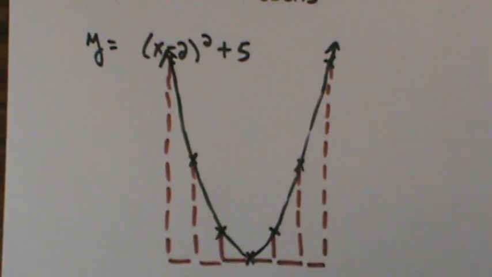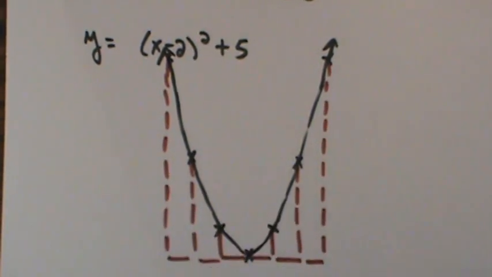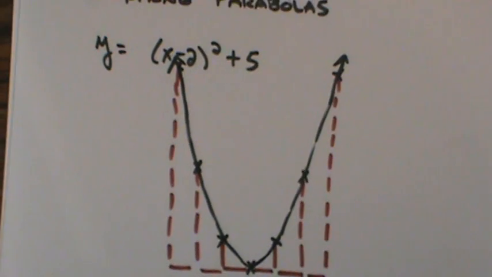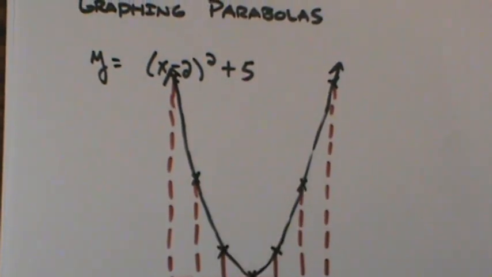Now, I want to go through specific examples, and I'm just going to keep using this concept of right or left 1, up 1; right or left 2, up 4; right or left 3, up 9. And I'll show you how this is actually employed when graphing parabolas. It'll make you very quick, and it gives you very accurate points to graph parabolas. So let's look at a couple examples.